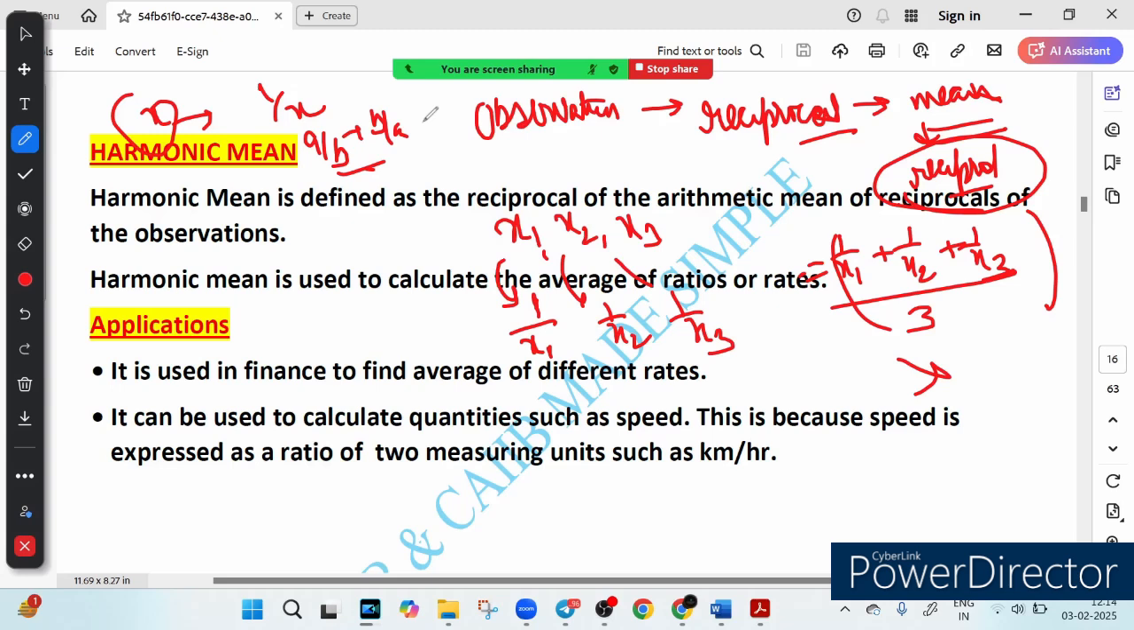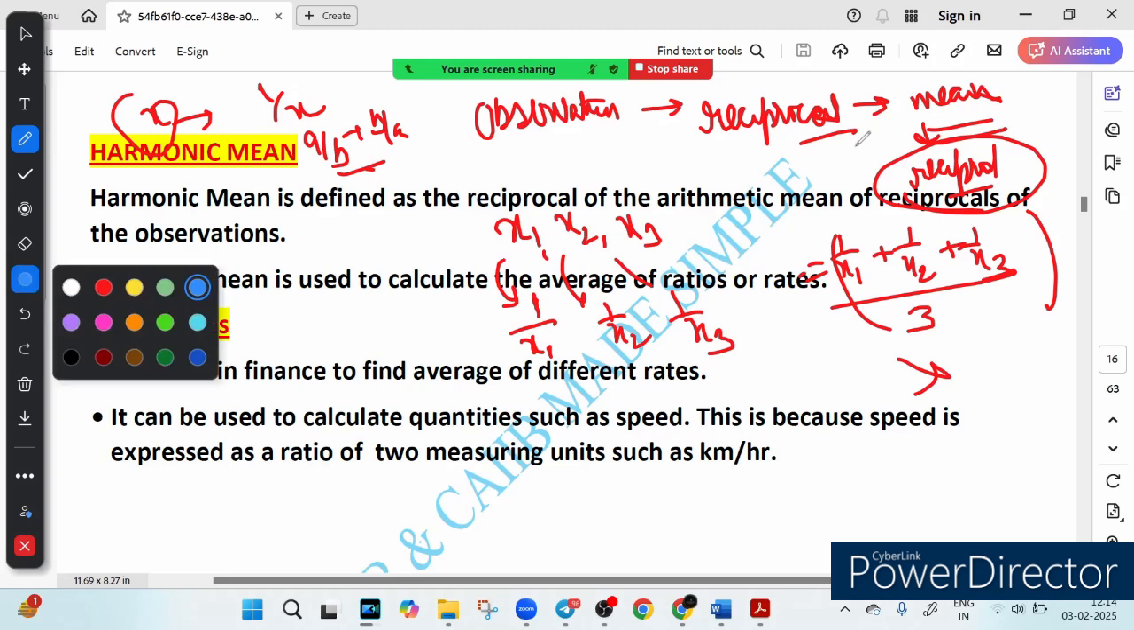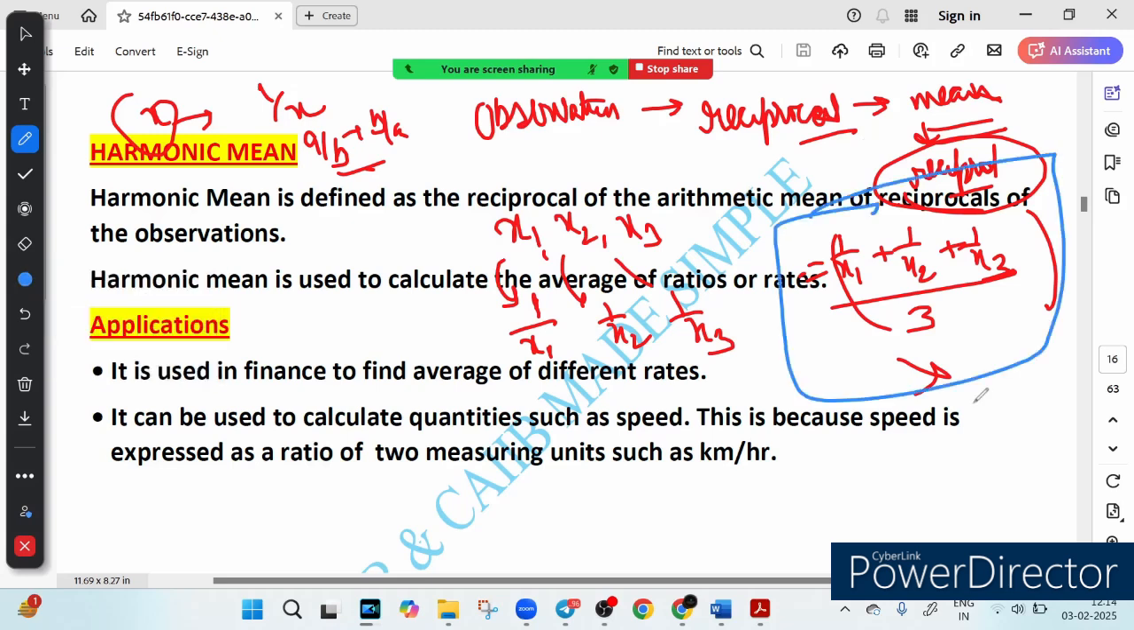Whatever is denominator, it becomes numerator. So likewise, for this particular number, let me highlight this one. If you want to take the reciprocal, 3 will come at the top, and 1 by x1 plus 1 by x2 plus 1 by x3 will go at the bottom. So this is what I mean when I say harmonic mean.